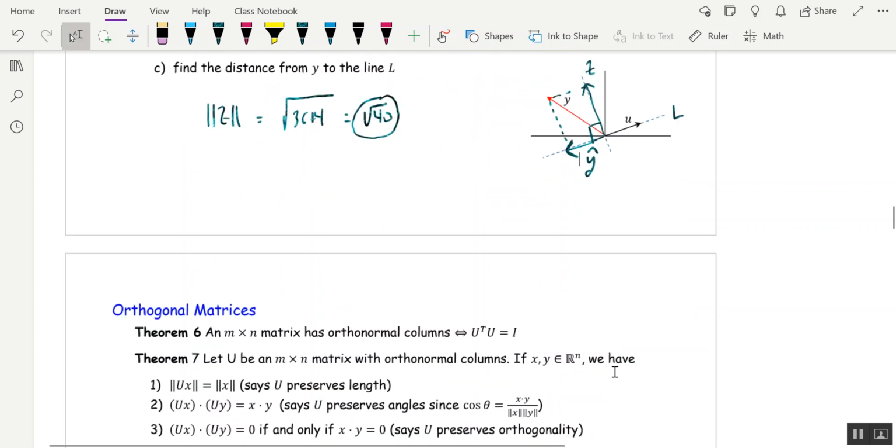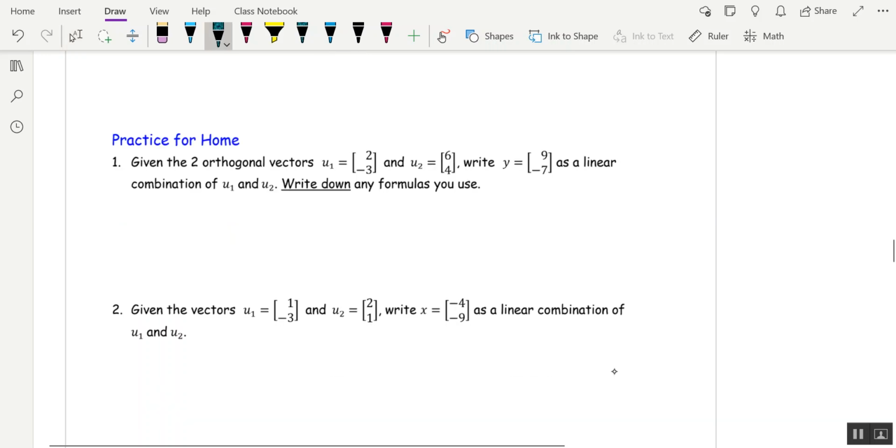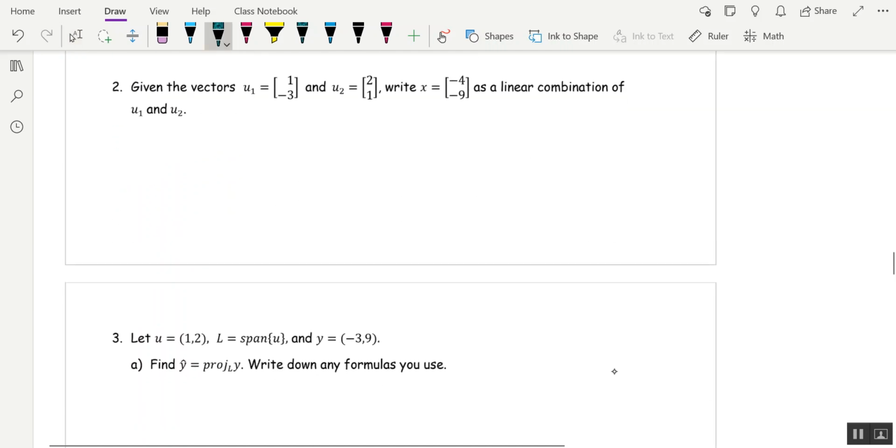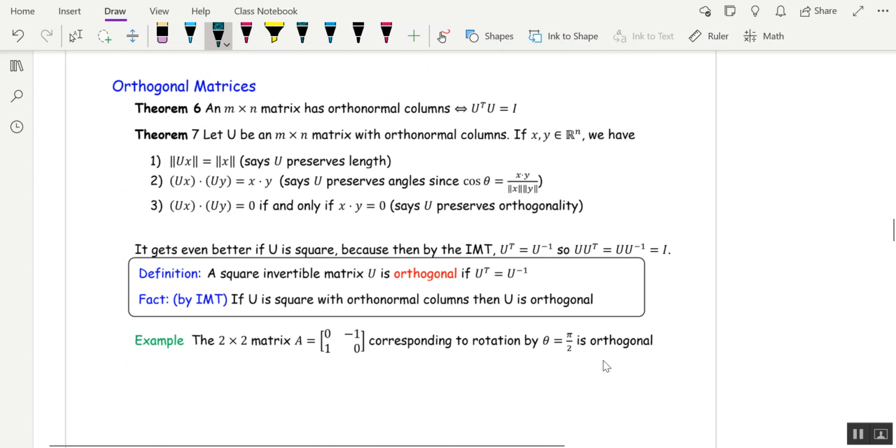Okay, last topic. And then I'm going to have you do some practice problems for home. And I'm changing up notation. Sometimes I use traditional column vectors, and then in this one, I switch to linear format. Orthogonal matrices. So an M by N matrix has orthonormal columns if and only if U transpose times U is the identity. And then if a matrix has orthonormal columns, there are some special things about that matrix which you can read about. There's an example of an orthonormal matrix that's not square in your text, and you can read about that. I'm not going to go over it.